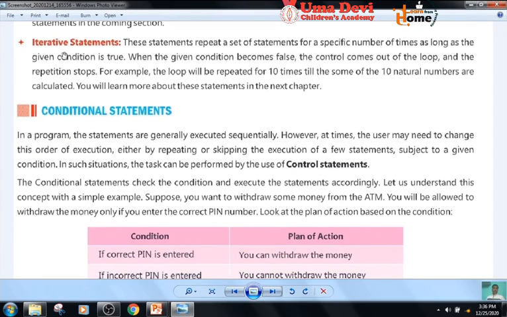So, iterative statements. These statements repeat a set of statements for a specific number of times as long as the given condition is true. When the given condition becomes false, the control comes out of the loop and the repetition stops. For example, the loop will be repeated 10 times till the sum of the 10 natural numbers is calculated. You will learn more about these statements in the next chapter.